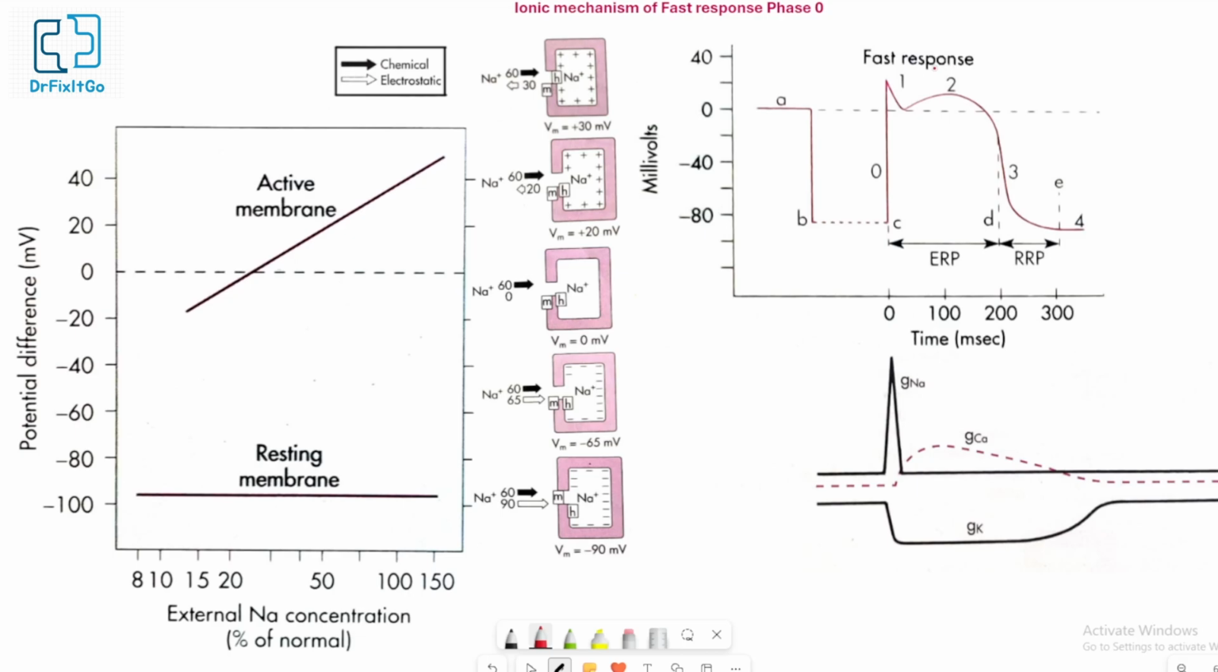One type is the fast response and the other type is the slow response. Fast response occurs in normal atrial and ventricular myocytes and the specialized conducting fibers, or Purkinje fibers. The other type of action potential, the slow response, occurs in the sinoatrial node and in the atrioventricular node.